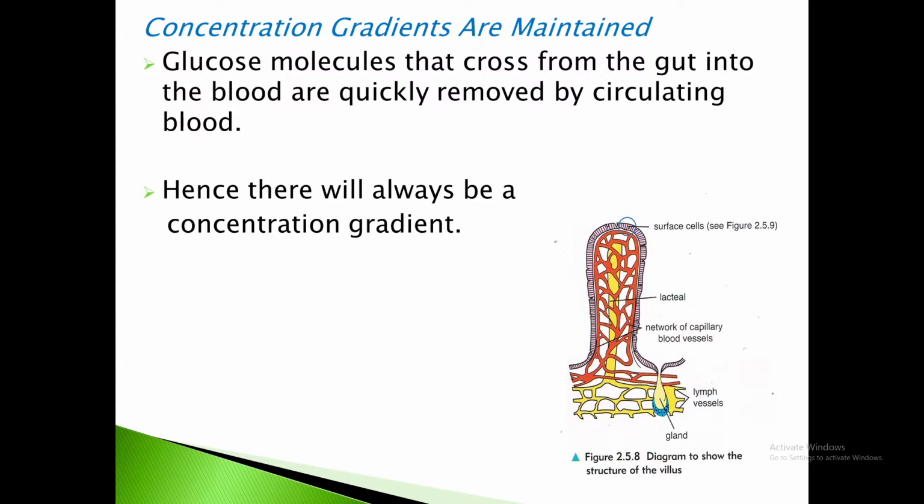The next thing is concentration gradients are maintained. So in order for diffusion rate to speed up in the body, there will always be a concentration gradient. And remember that concentration gradient simply means that there's a difference between two regions in terms of particles. So in the digestive system, for example, the digestive system itself will always be the place of highest concentration for nutrients, while the blood, or the circulatory system, will be a place of lower concentration for nutrients.